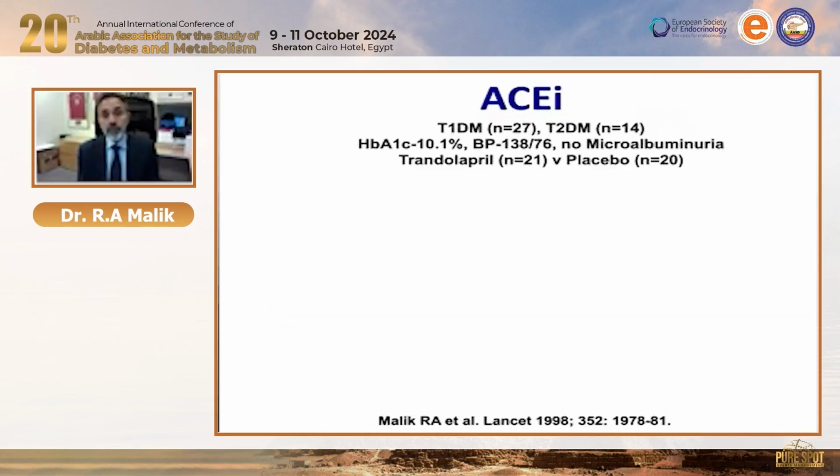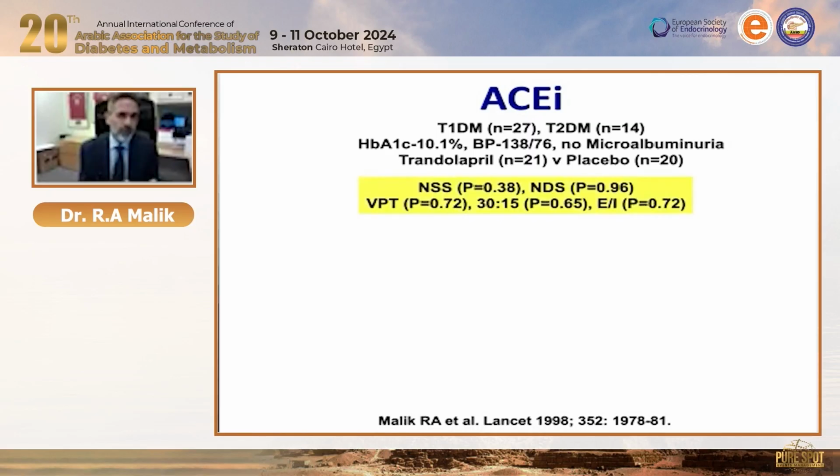And of course, almost 20 years ago, we did a study looking at people with type 1 diabetes and type 2 diabetes who had a very poor HbA1c at that time, 10.1%, but blood pressure was pretty normal, 138/76. They had no microalbuminuria. We randomized them to either receive the ACE inhibitor trandolapril or placebo. And what we showed is it didn't really have much of an impact over 12 months on symptoms, on clinical deficits, on vibration perception, on autonomic function.